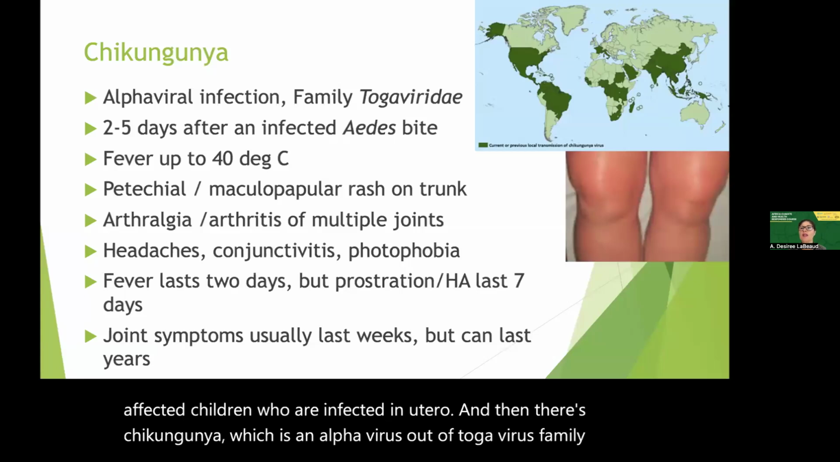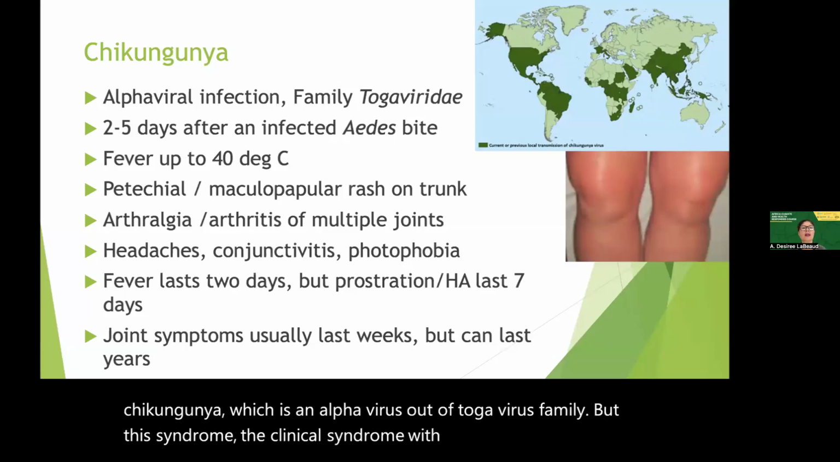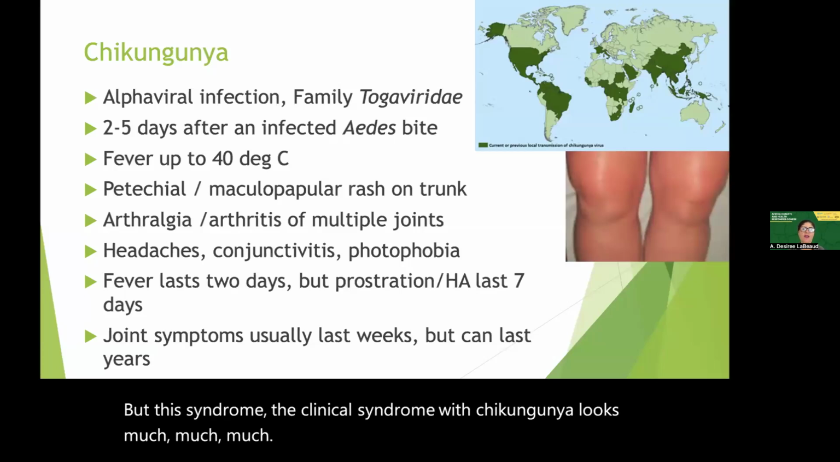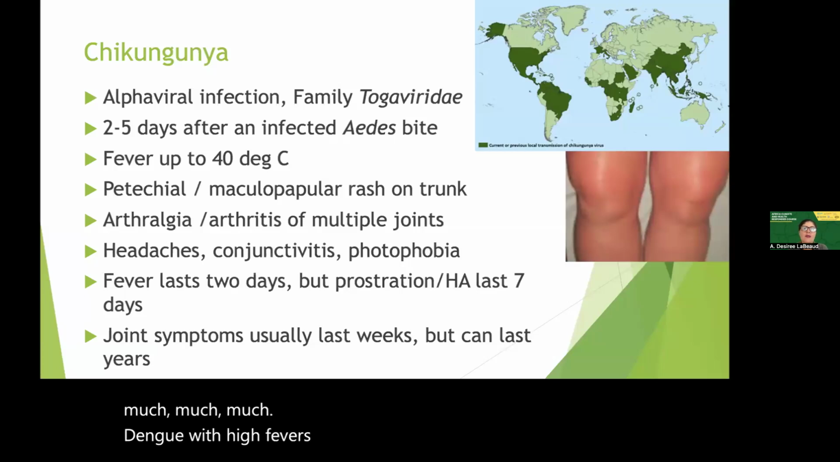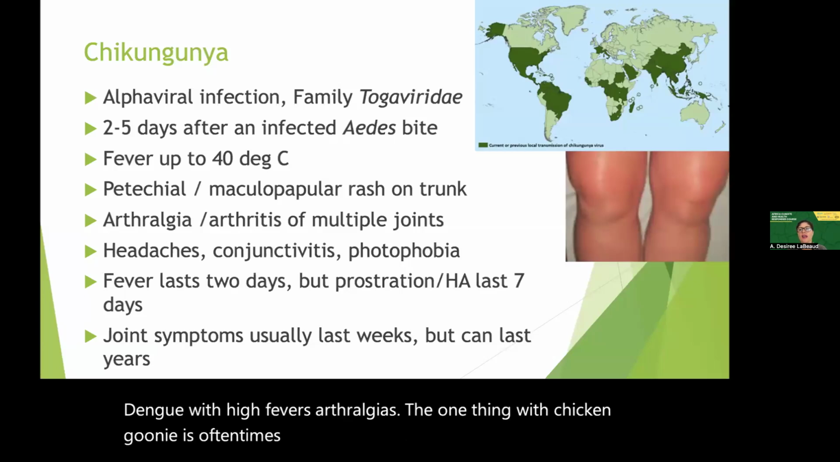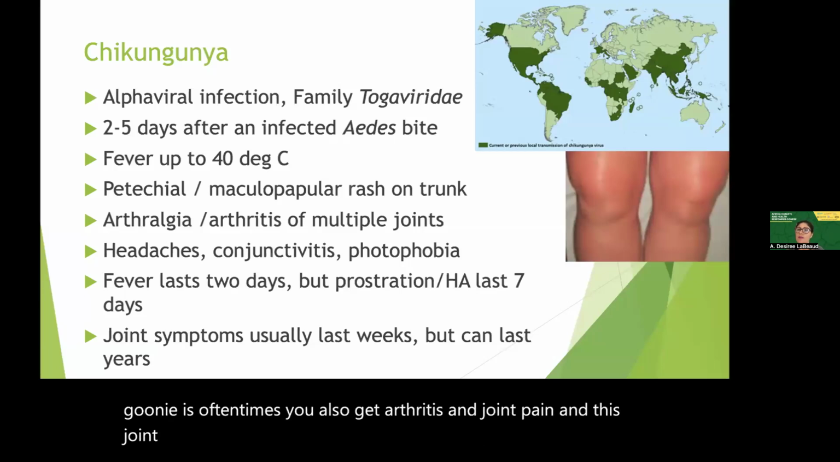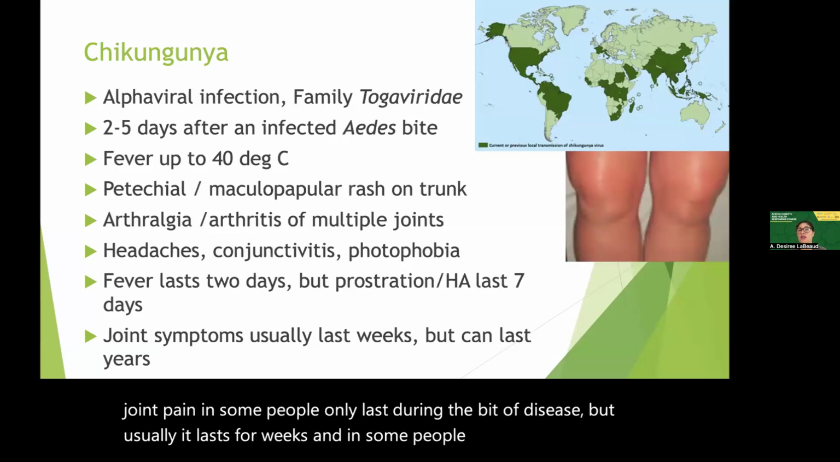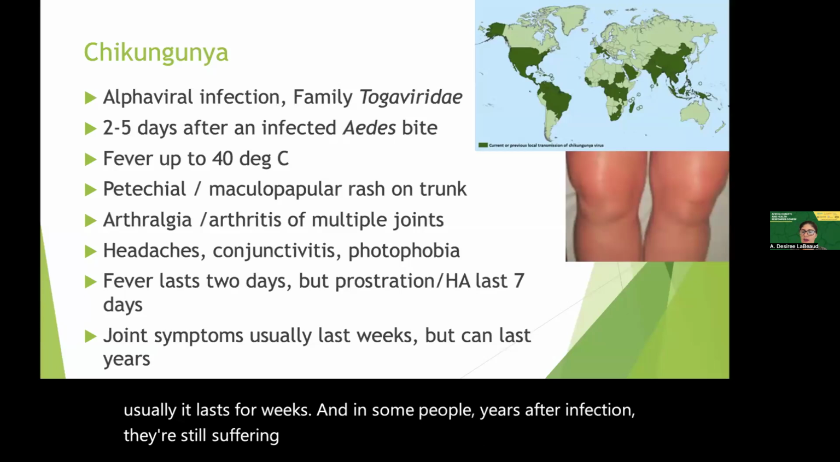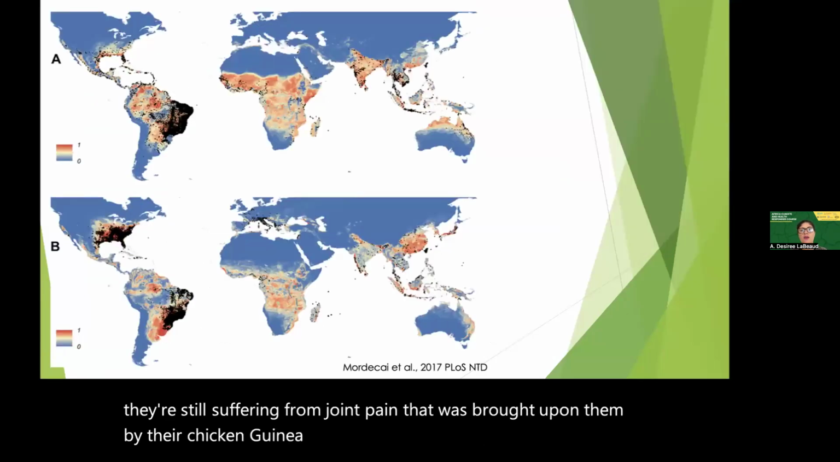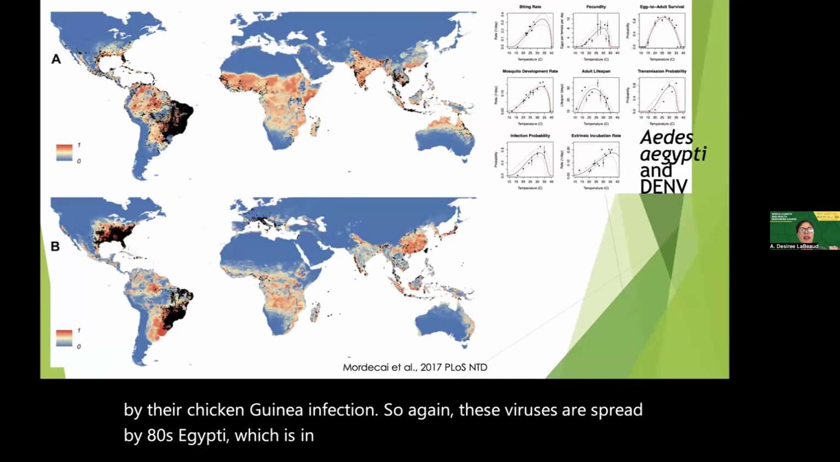And then there's chikungunya, which is an alphavirus out of the togavirus family. The clinical syndrome with chikungunya looks very much like dengue, with high fevers and arthralgias. The one thing with chikungunya is that oftentimes you also get arthritis and joint pain. In some people this joint pain only lasts during the disease, but usually it lasts for weeks. And in some people, years after infection, they're still suffering from joint pain brought upon them by their chikungunya infection.